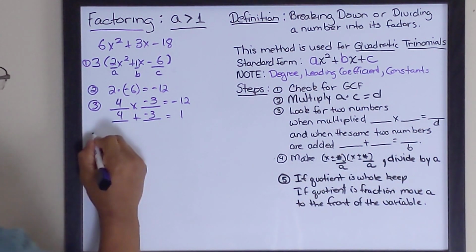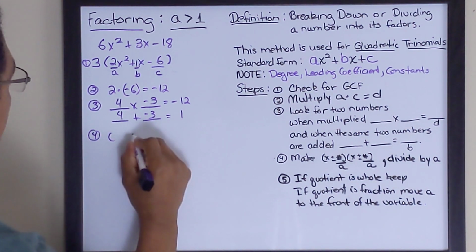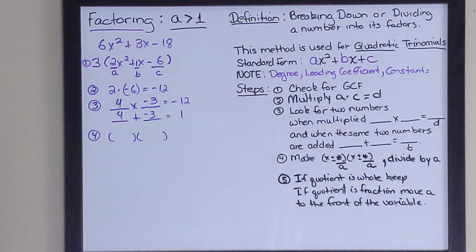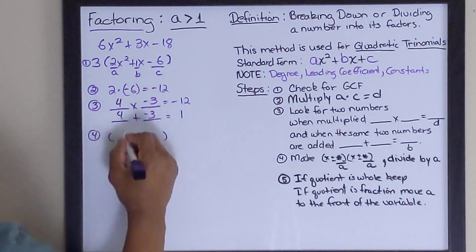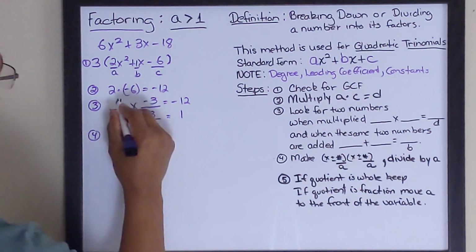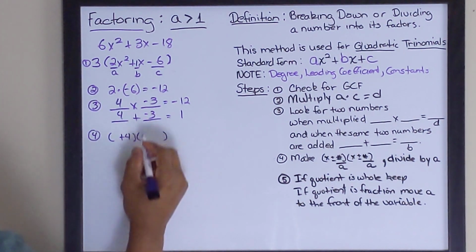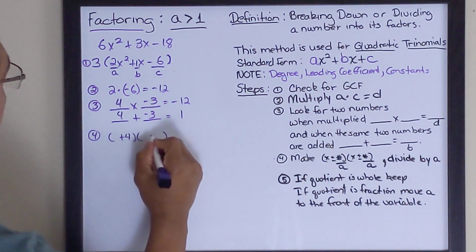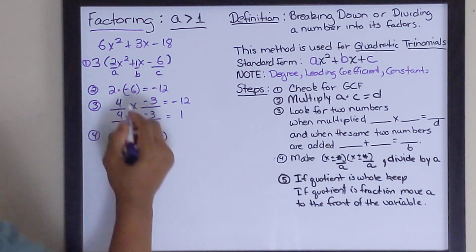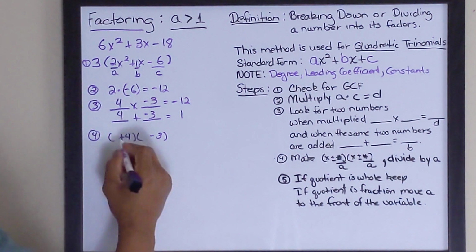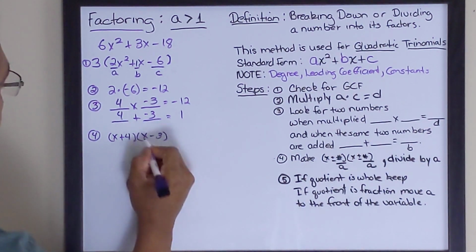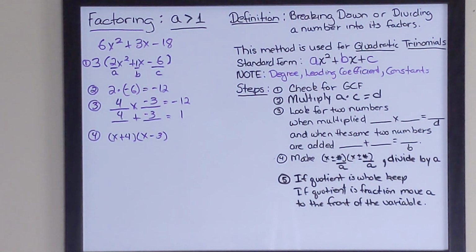We're going to make 2 parentheses, and whatever numbers we found, we're going to put them in the parentheses. That 4 is positive, so we say plus 4. Here's a negative 3, so we put a minus 3 here. And of course, the variable that we're using in this problem is the x, and that's what we're going to put here.